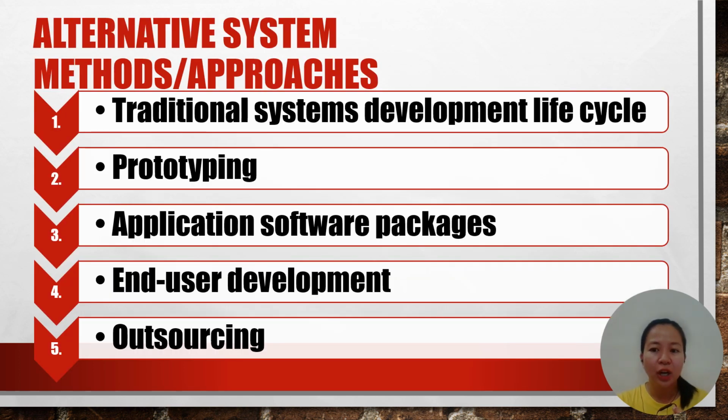So here are the alternative system building methods or approaches to deal with the system differences mentioned, namely size, technological complexity, and organizational problem. First is the traditional system development life cycle. Next approach is prototyping. Next is application software packages, then end user development, and lastly is outsourcing.